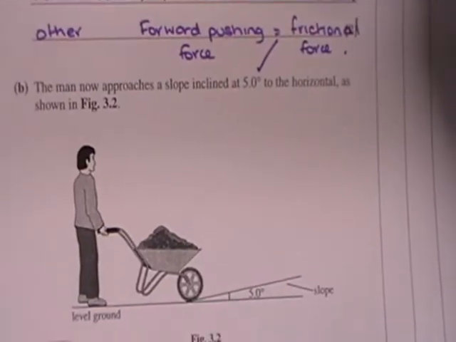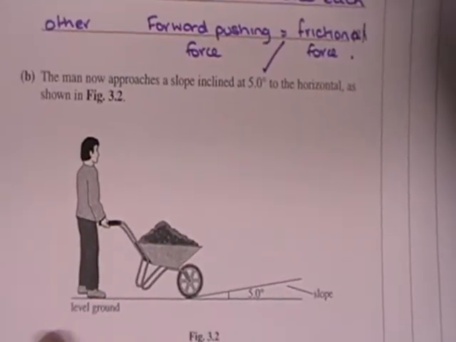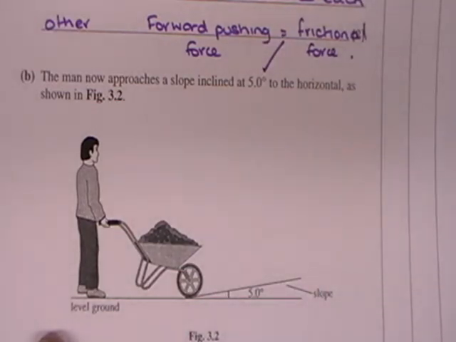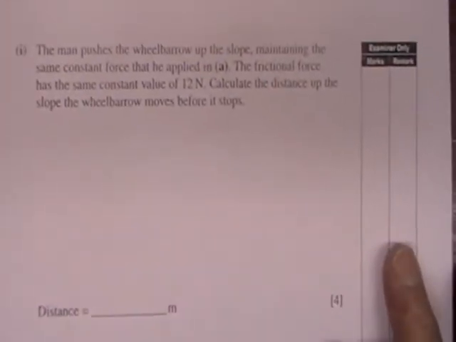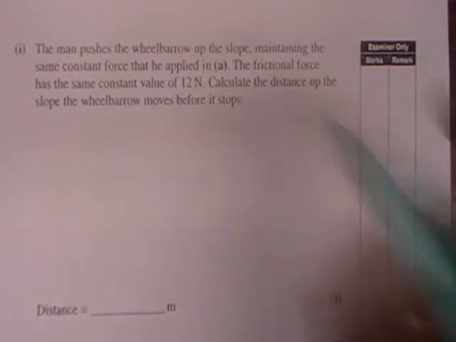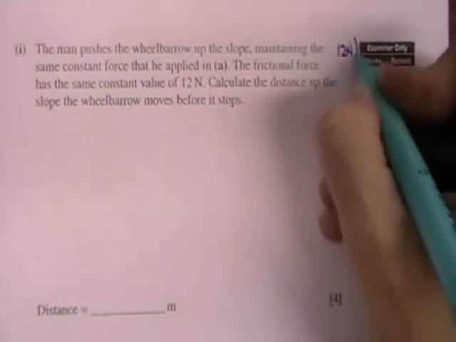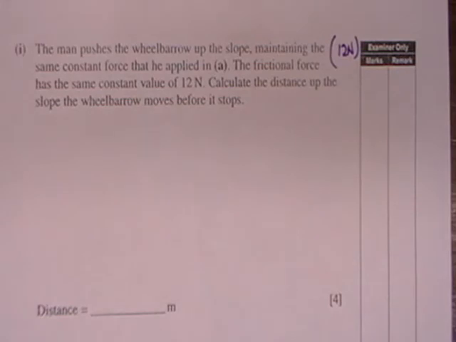Part B, the man now approaches a slope inclined at 5 degrees to the horizontal, as shown in figure 3.2. And you can see he's going to push the wheelbarrow up the slope. The man pushes a wheelbarrow up the slope, maintaining the same constant force that he applied in A. So that was the 12 newtons, if you remember. I'll just write that at the side. The frictional force has the same constant value of 12 newtons. Calculate the distance up the slope the wheelbarrow moves before it stops.